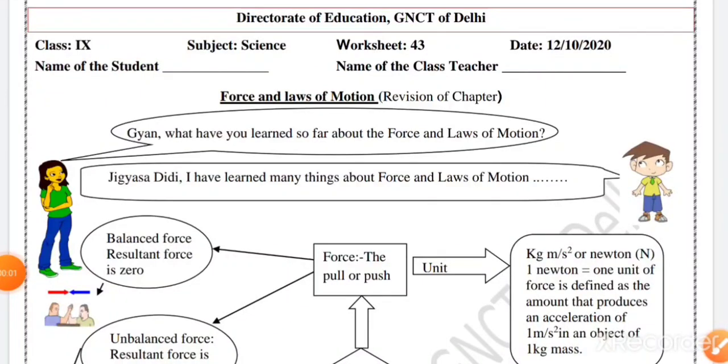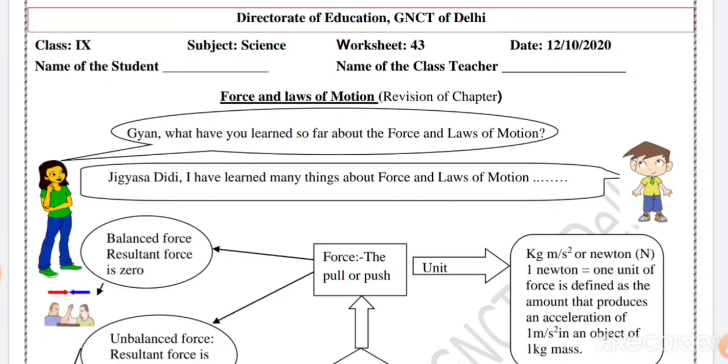Hello dear students, let's start this worksheet number 43 for the date 12th October 2020, class 9 science. This is our first worksheet for this week and the last worksheet for this chapter, force and laws of motion. So we are doing the revision of this chapter.